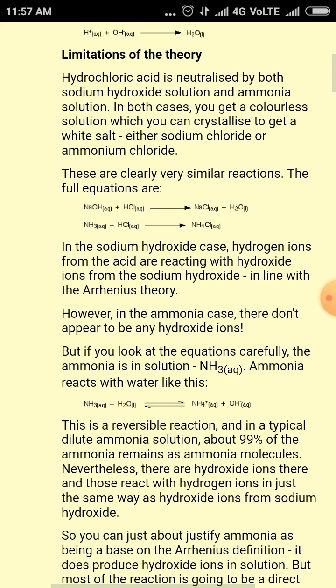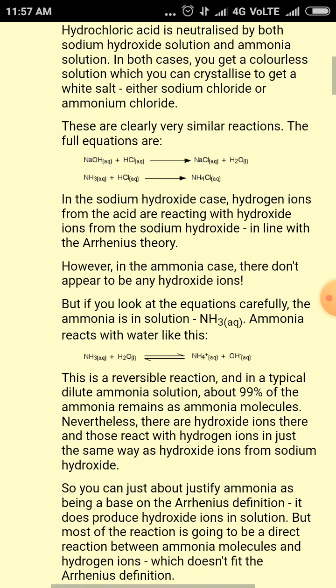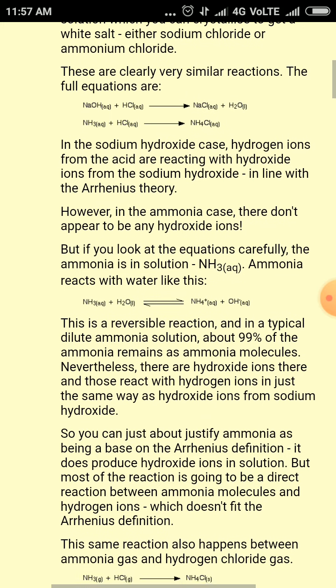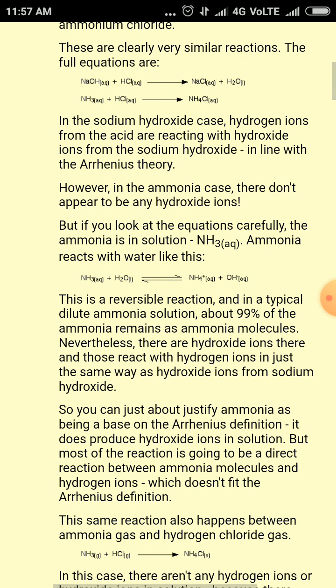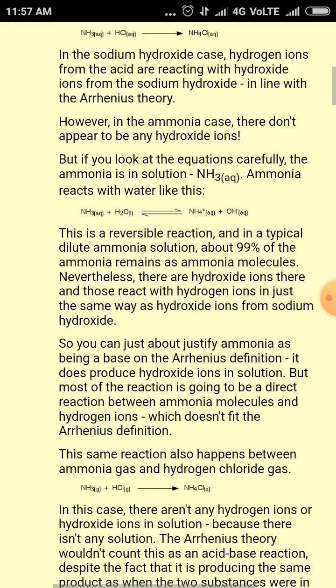You can see in the sodium hydroxide case, hydrogen ions from the acid are reacting with hydroxide ions from the sodium hydroxide. In the ammonia case, there don't appear to be any hydroxide ions. But if you look at the equations carefully, the ammonia is in solution. Ammonia reacts with water like this. This is a reversible reaction, and in a typical dilute ammonia solution, about 99% of the ammonia remains as ammonia molecules.